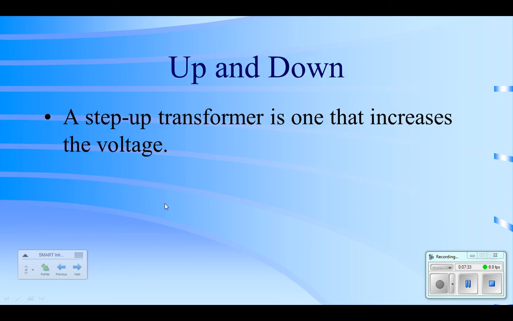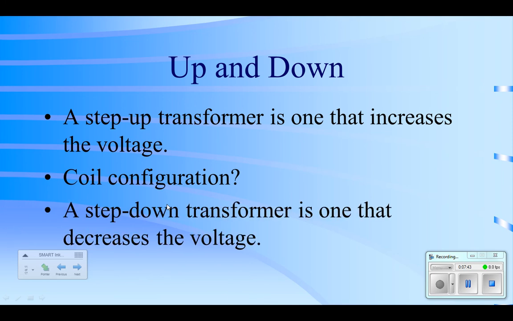All right, so we have 2 different ways we can use transformers. We can use them to step up the voltage, or we can use them to step down the voltage. All right, so a step-up transformer is one that increases the EMF. So the coil configuration, well, I'm going to pause this, and I'm going to let you think about what the coil configurations will be for each of these situations for a step-up transformer and a step-down transformer.